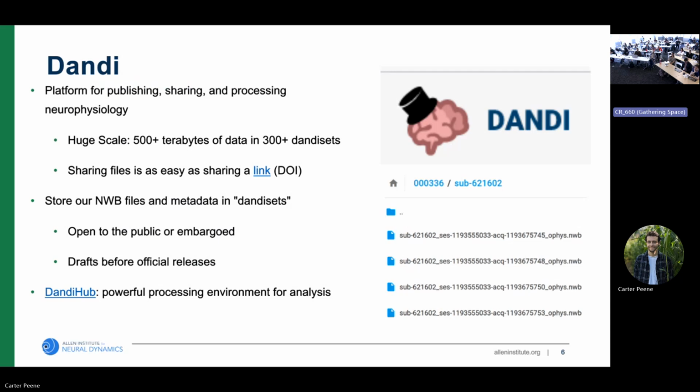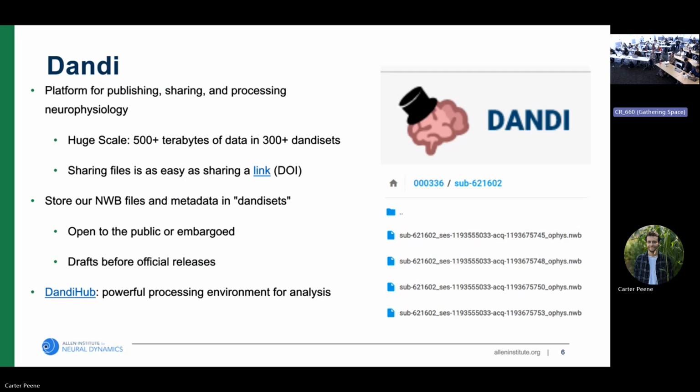So it's really big. And you can share files and your Dandiset as easily as sharing a link, and it will generate a DOI. And essentially, instead of datasets, they have these things called Dandisets, which are just storage of an experiment or project that has all the mice associated with it. And you can embargo it if you have a grant or something to embargo it, or you can open it to the public, and you can make drafts before you do release, so you can adjust layouts and stuff.